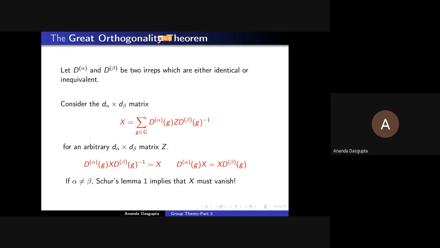But if alpha and beta are the same, then basically what you're saying is x is a matrix which commutes with all the elements of an irreducible set of matrices. So what does it tell you about x? Now comes lemma 2. If alpha is not equal to beta, then d alpha and d beta are inequivalent representations, so x inverse cannot exist because that would have contradicted the inequivalence of the two representations. Then x must be 0. If alpha is equal to beta, what do you get? x is not the identity, but a multiple of the identity. Right?